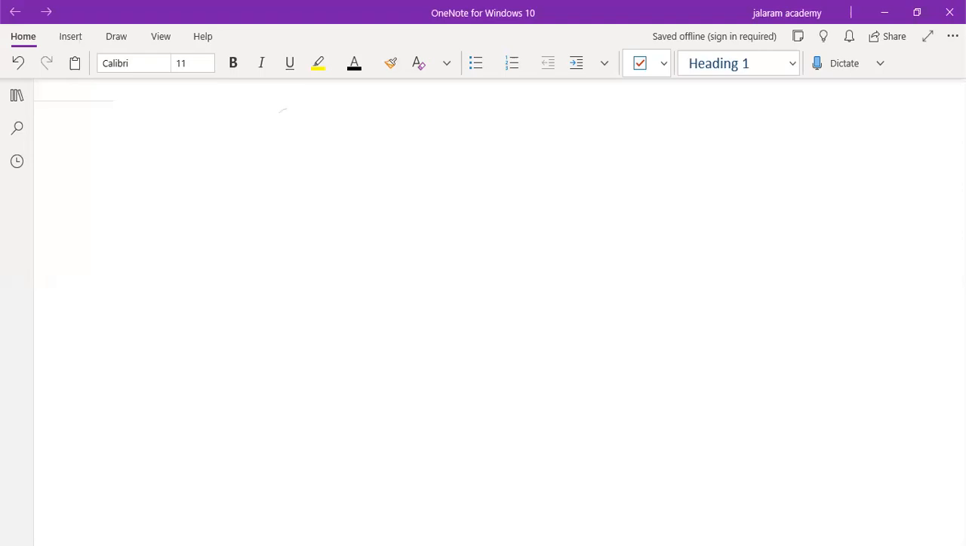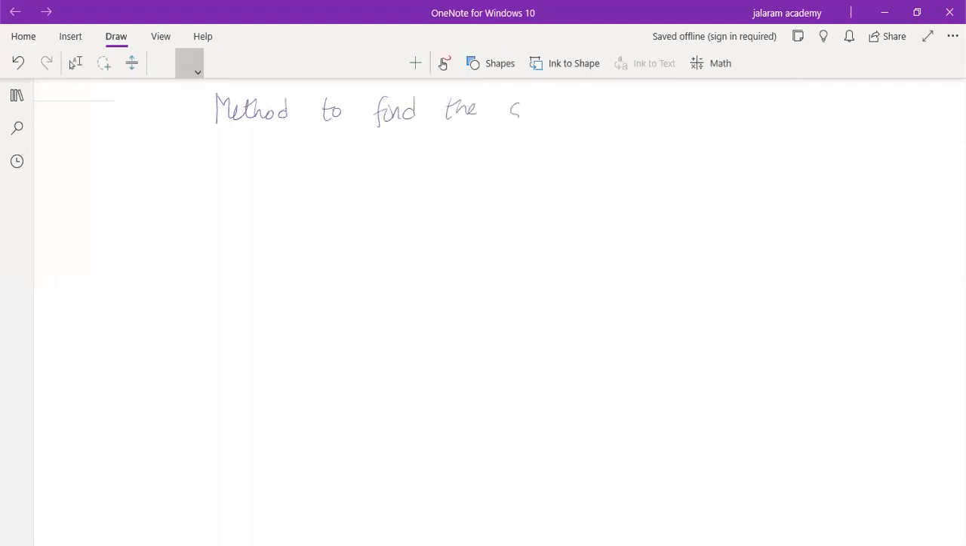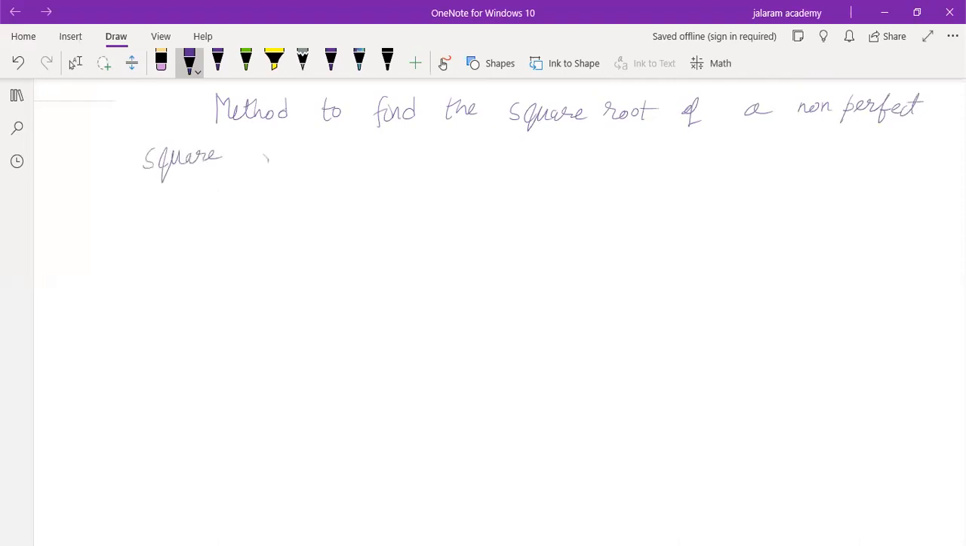Method to find the square root of a non-perfect square number. Okay.